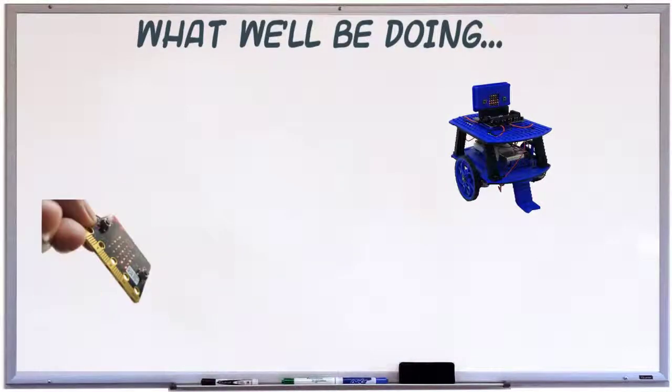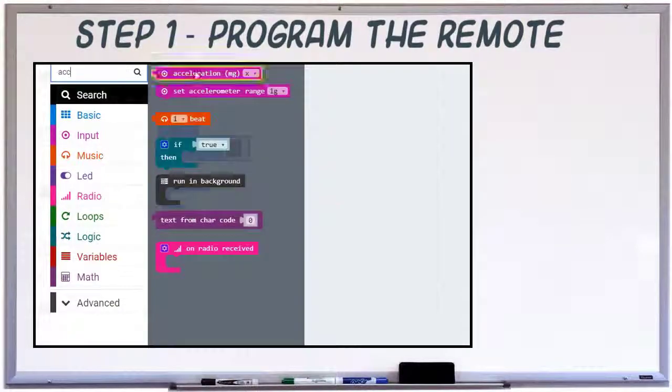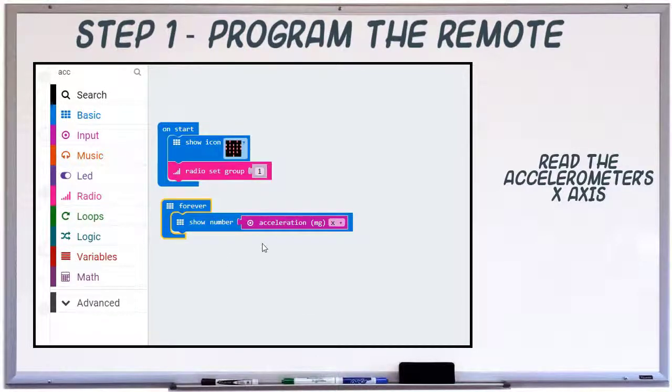We'll be setting up one microbit as a remote control, and another will eventually become our robot. Let's start with a remote. Set up the accelerometer for the x-axis so we can transmit it to the other microbit. Then we'll set the radio group to 33.